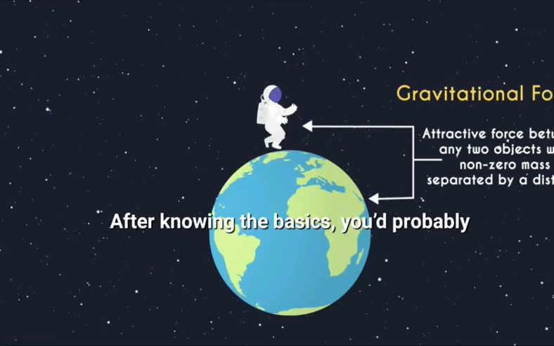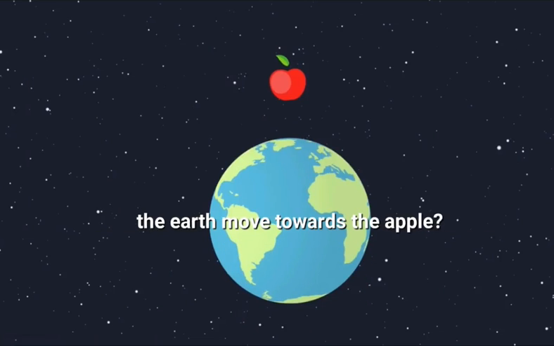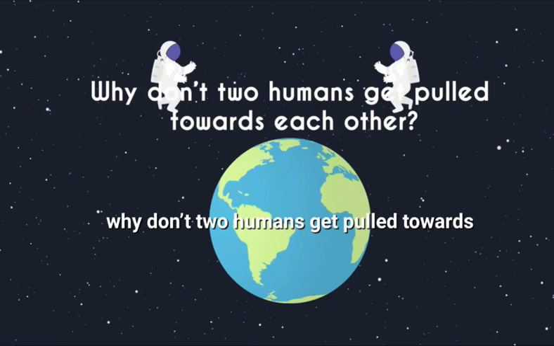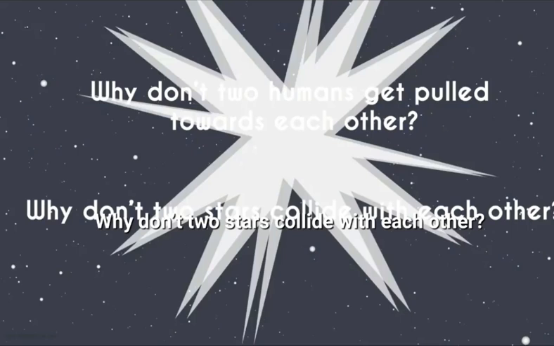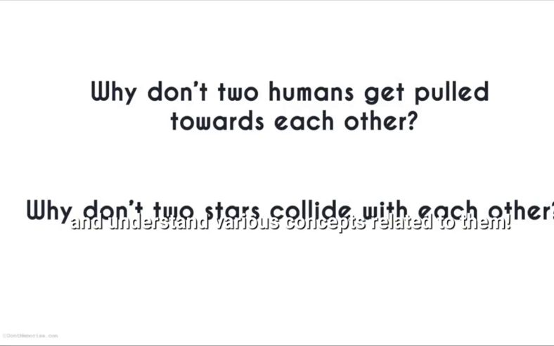After knowing the basics, we will probably have many questions in our mind. Does the apple fall towards the earth, or does the earth move towards the apple? If two objects always attract each other, why don't two humans get pulled towards each other? Why don't two stars collide with each other? After this video, you will be able to answer all the questions and understand various concepts related to them.